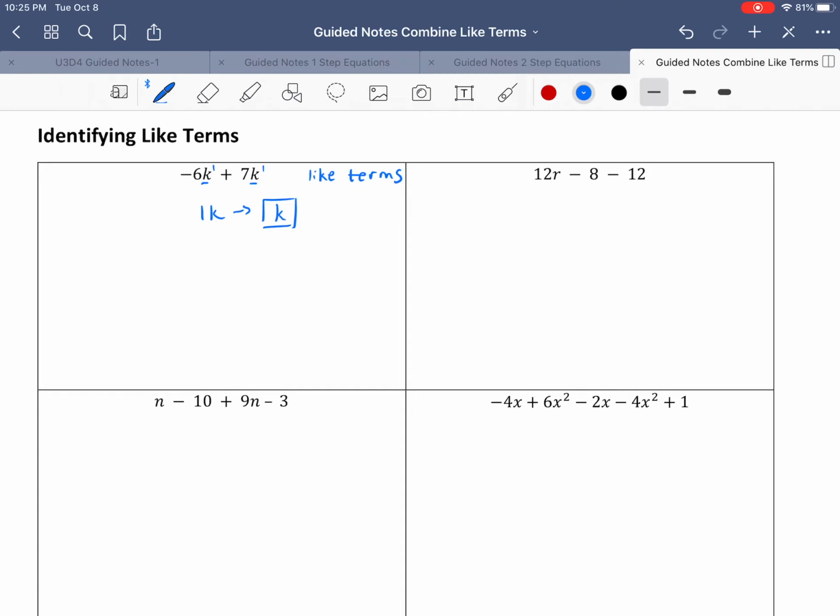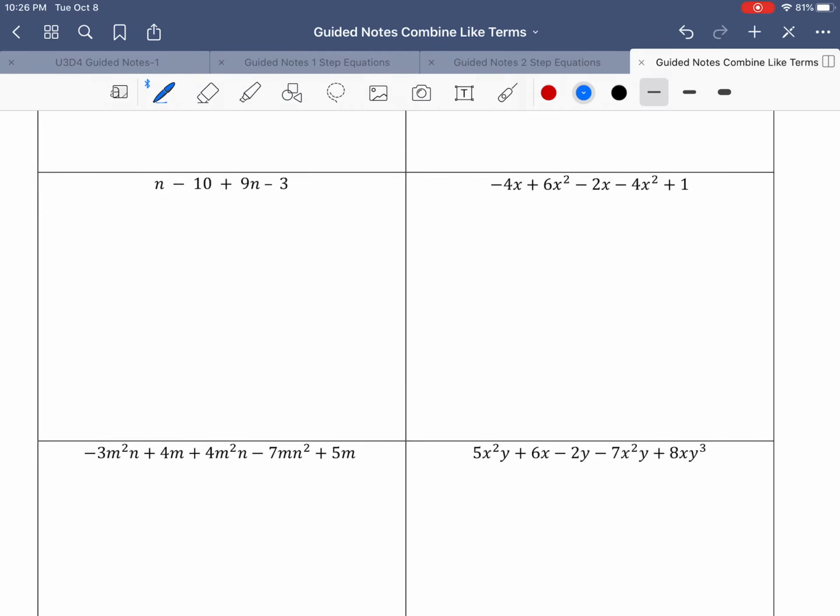Our second question, we have 12r minus 8 minus 12. Now 12r is alone because none of these have any r's. But our regular numbers with no variables can also be combined. So negative 8 minus 12 gives you a negative 20. So to simplify this, you'd write 12r minus 20. And then you couldn't simplify anything any further, so that would be as far as you could go. Take a second and try the next two questions.